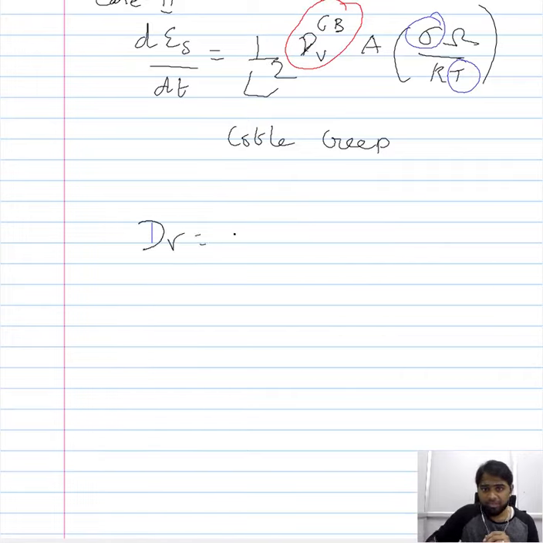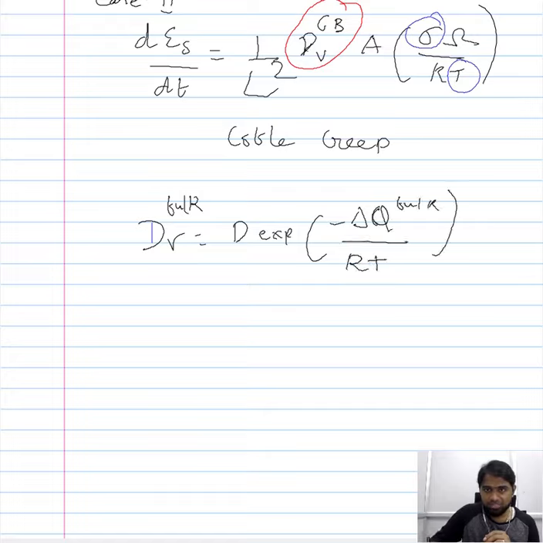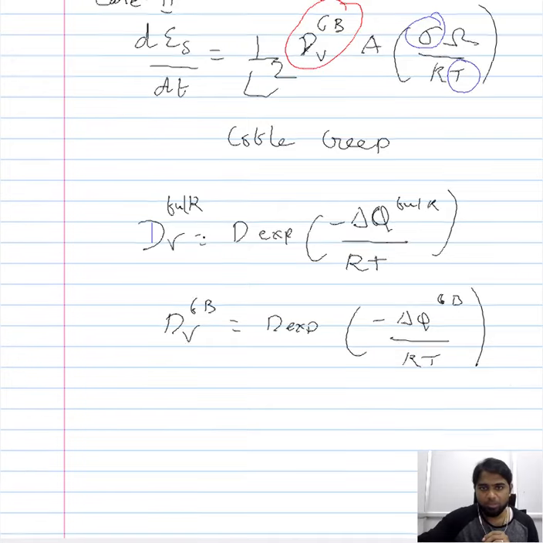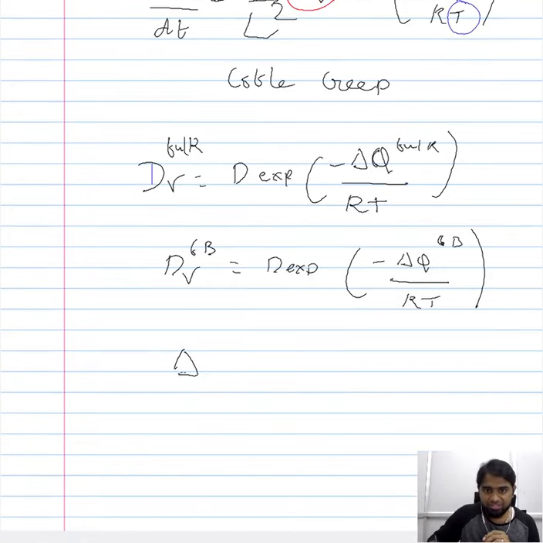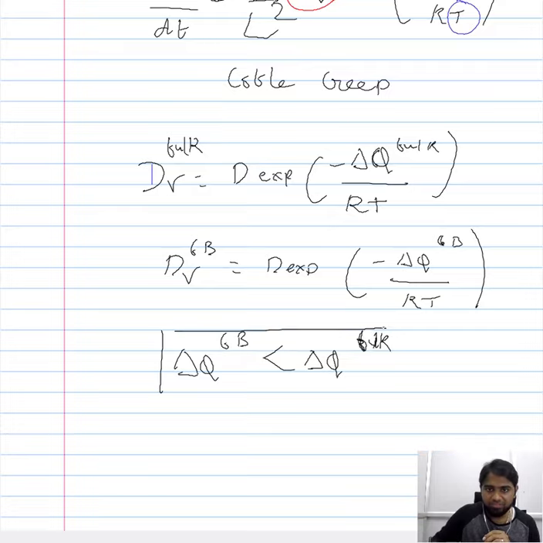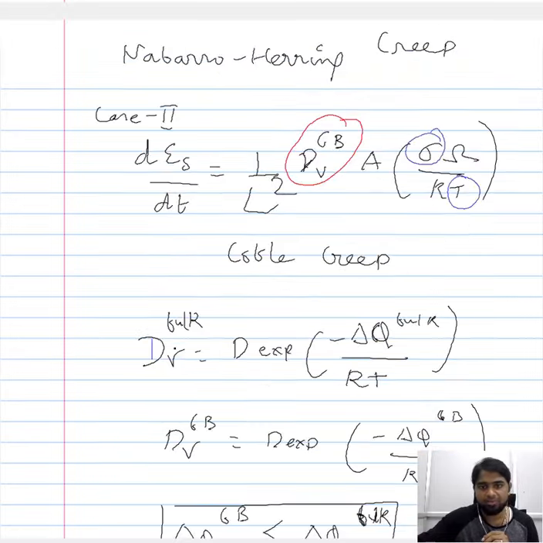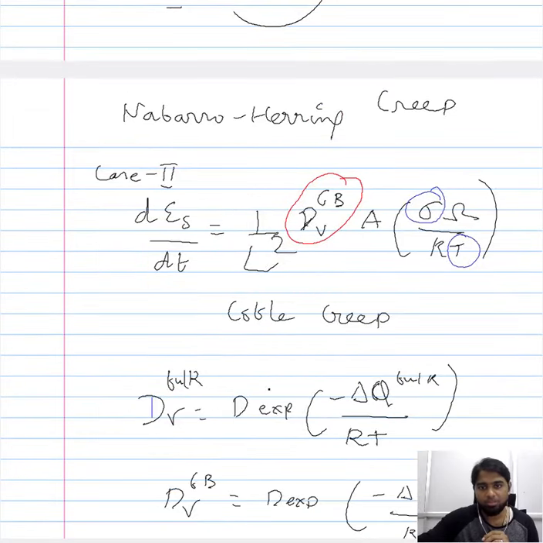Now the factor that brings about the difference between the grain boundary diffusion and the bulk diffusion is the activation energy. So you have your activation energy that governs the diffusivity in the bulk, and you have a similar activation energy that governs the diffusivity in the grain boundaries. The activation energy along the grain boundary is less than that along the bulk, and this is the only factor that brings about the difference in the diffusivities, and correspondingly the difference between the Nabarro-Herring creep and the Coble creep.